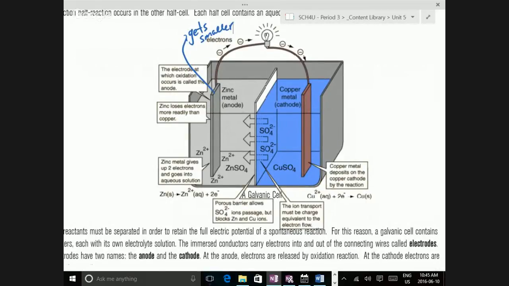Now, as this reaction happens, what's gonna happen to the copper plate? It should get bigger. And again, that's because the copper ions from the solution are becoming solid copper and depositing themselves onto the plate.